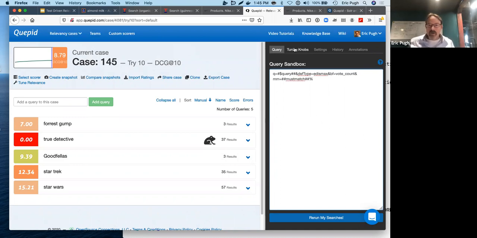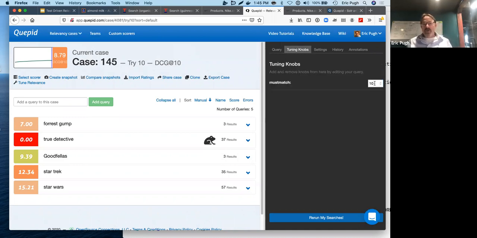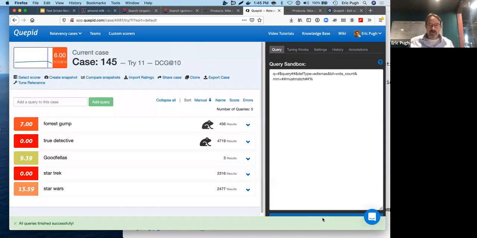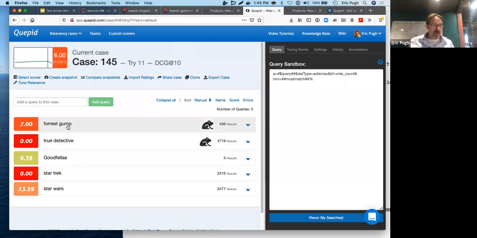Let's see, is that going to show up? So what this is saying is 100% of my tokens must match, but maybe I only want 75% of my tokens to match. Let's see if this will work. I haven't tried this before with a must match. And look, I get slightly different results that came back from Forrest Gump.